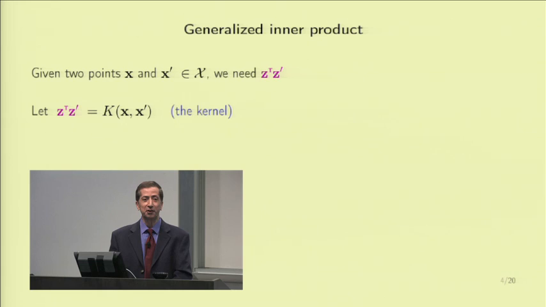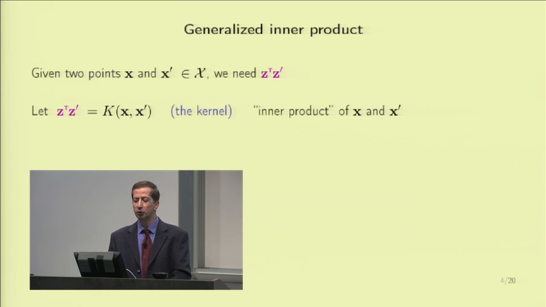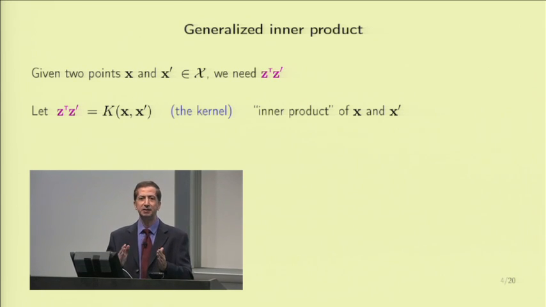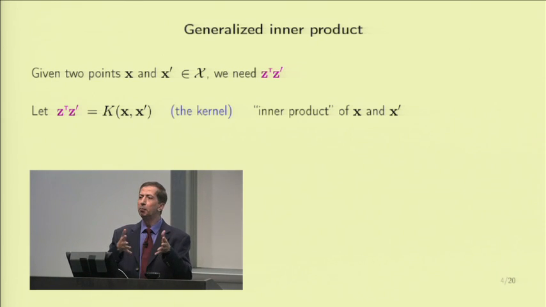Now we are going to call this the kernel, hence the name, okay? So this is the kernel we are going to use. A kernel will correspond to some Z space, okay? And as I mentioned, this will be labeled as an inner product. I put it between quotation marks because it's general, between x and x dash. It's not a straight inner product, but an inner product after a transformation, okay?